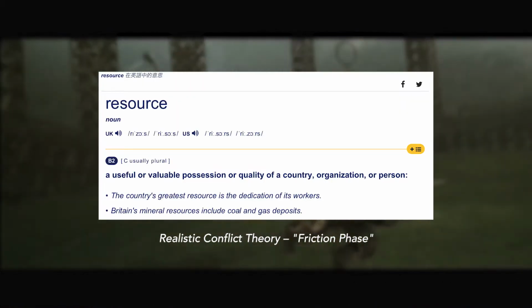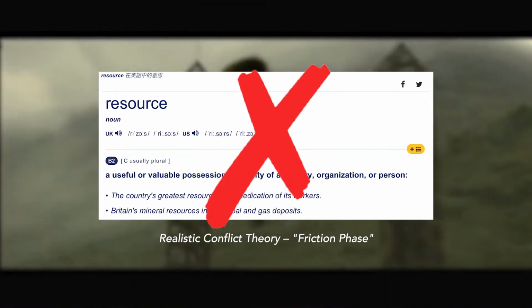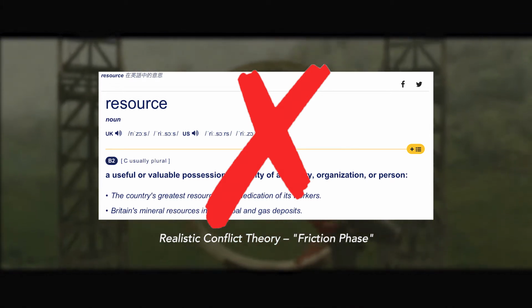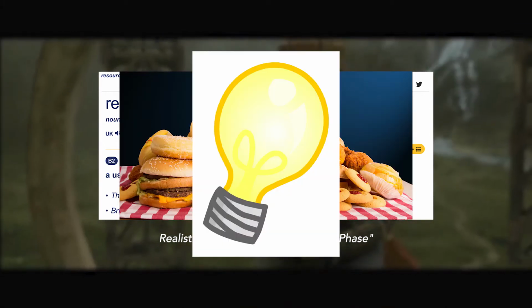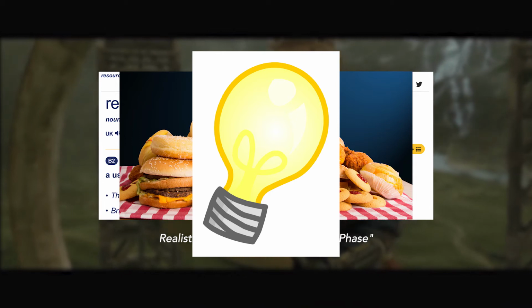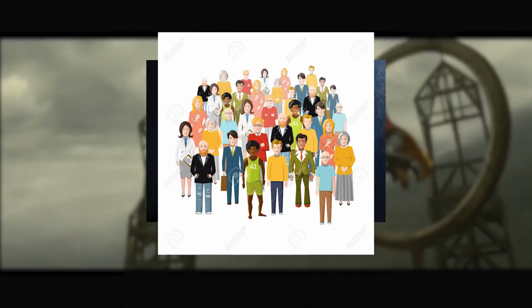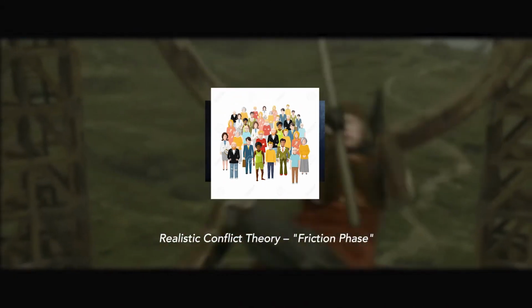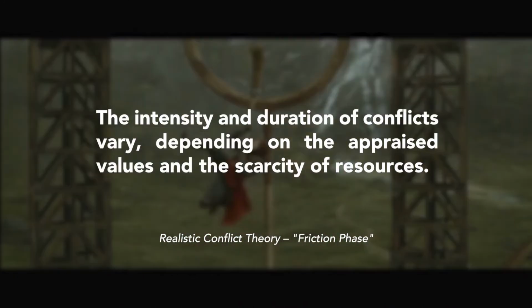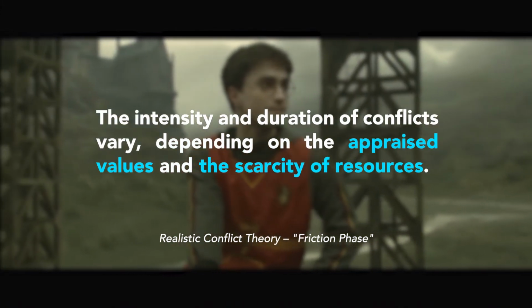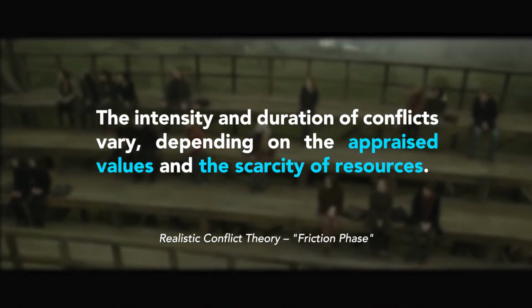The term resources here does not limit to the materialistic ones that would generally pop into our head, given money, food, or energy. It can actually point to a broader scope, with power and social status being included too. The intensity and duration of conflicts vary, depending on the appraised values and the scarcity of resources.